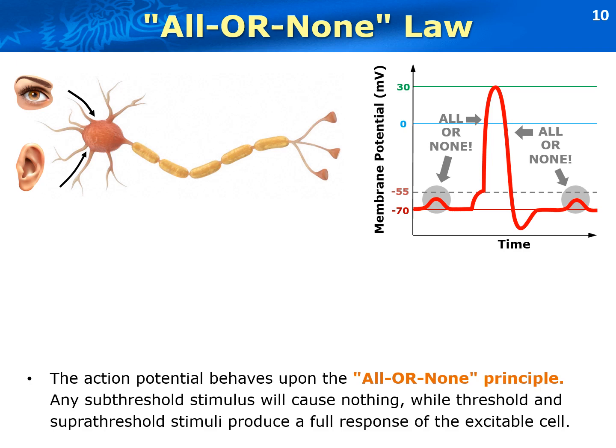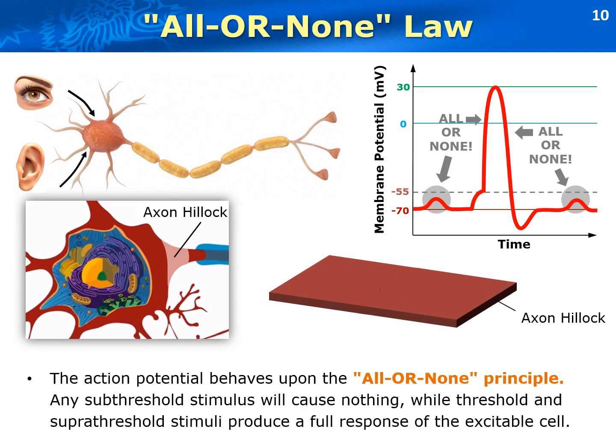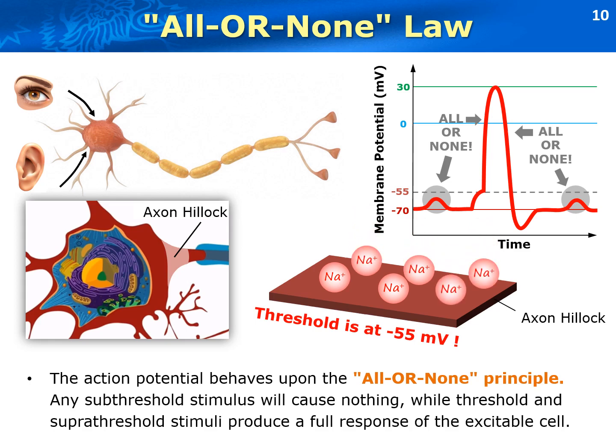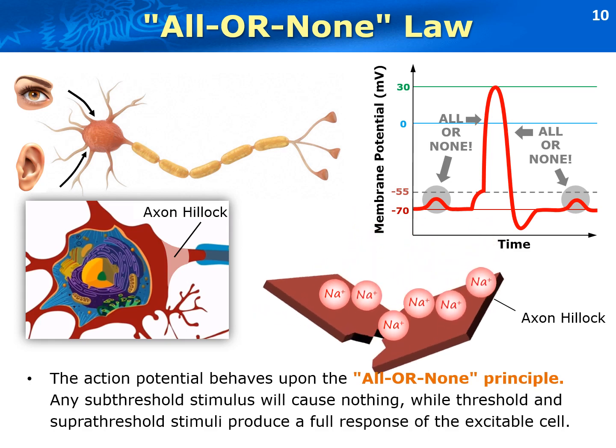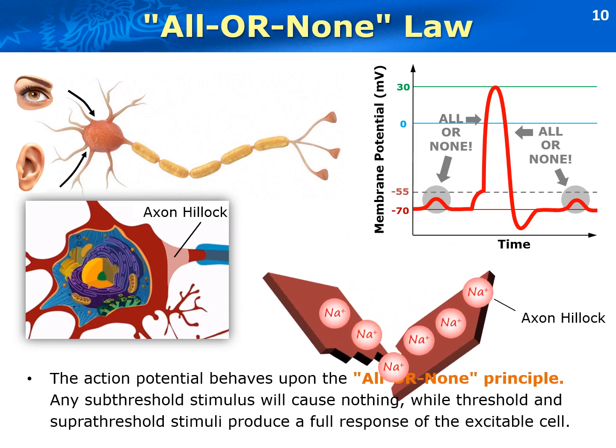This principle happens at the axon hillock, where the action potential begins. We can imagine this is the axon hillock. If only a small number of ions reach the axon hillock, they are unable to pass through, as they are below the threshold minus 55 millivolts. However, with an increasing number of ions reaching the axon hillock, they can pass through as they reach the threshold. In this case, the action potential is triggered.